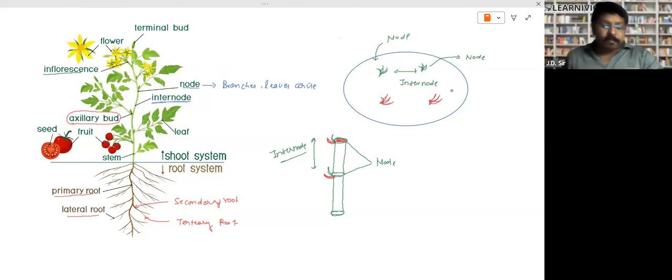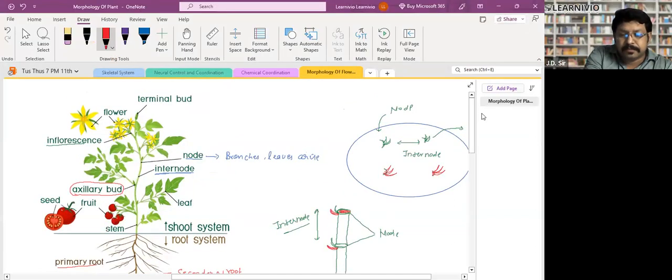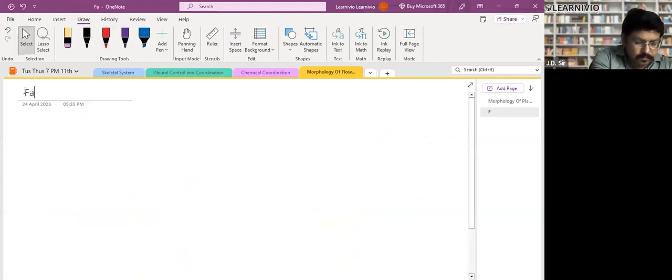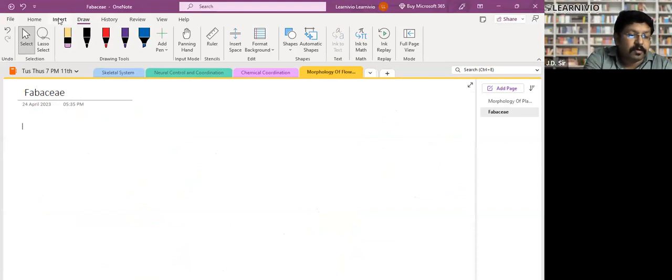So, the first family is the Fabaceae, right? Now, what is going to be asked in the Fabaceae? First, let me tell you the diagram of Fabaceae.